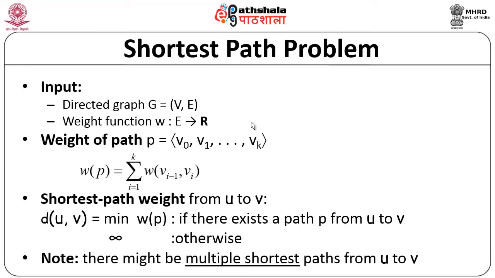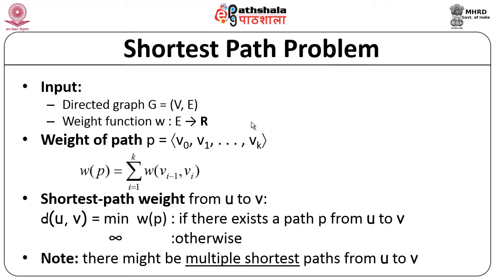Now, that is the notation of shortest path. Now, let us look at the shortest path problem. The input is a directed graph consisting of vertices and edges V and E, and you have a weight function associated with the edges. The weight of a path is defined over a list of vertices v0, v1 to vk, and the weight of the path is the sum for i equal to 1 to k of w(v_{i-1}, v_i), that is the edge weight between v_{i-1} and v_i in that particular path.